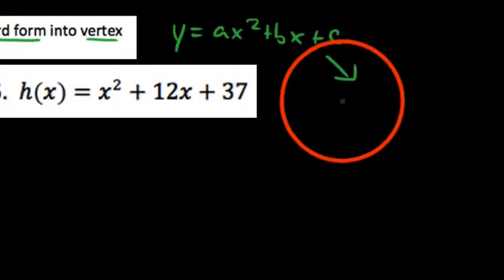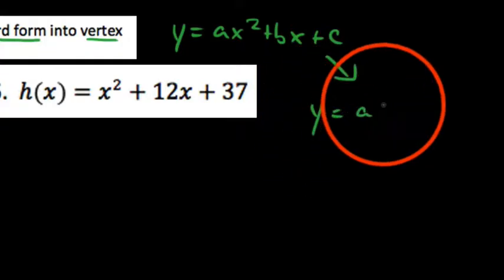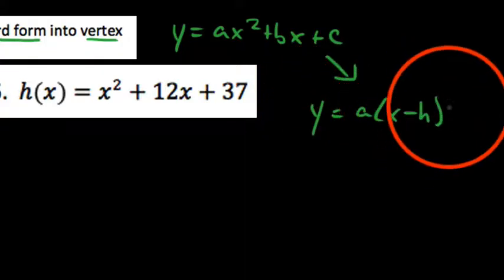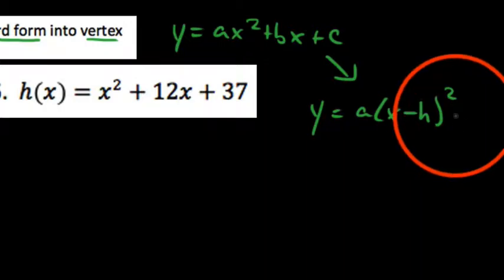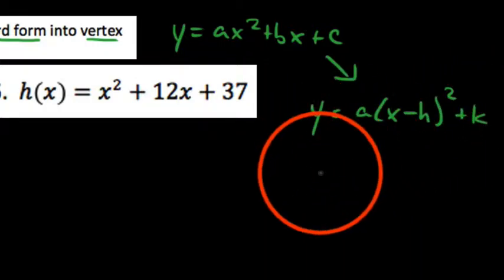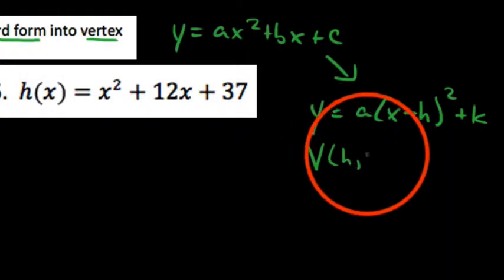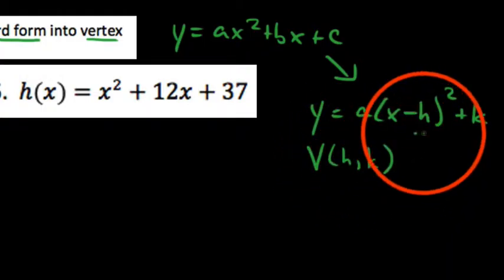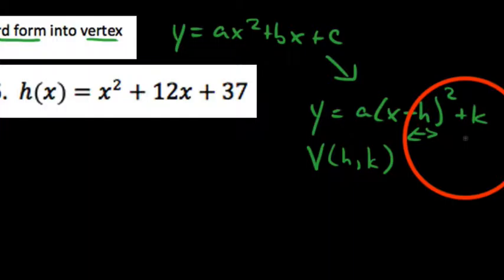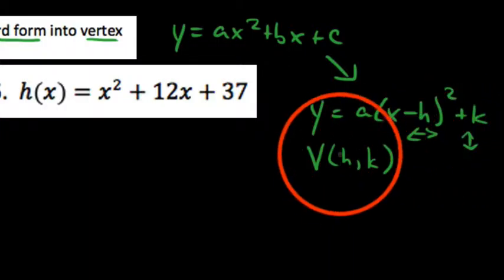But what I want to do is rewrite this into, of course, vertex form, which is this a times the quantity x minus h squared plus k. And the reasoning behind this is because it's pretty easy to identify the vertex in vertex form. We recognize that it's just this (h, k) because of our left and right translation, up and down translation.